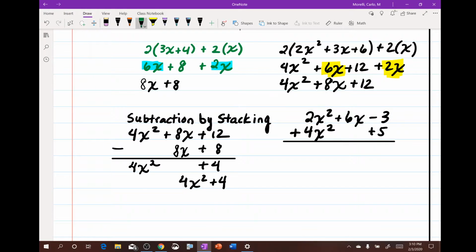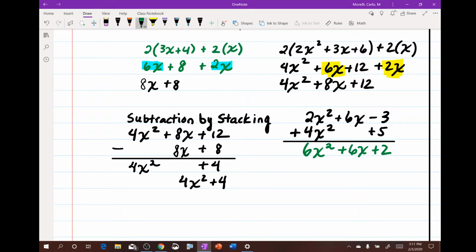Okay, guys, help me out. Let's add. 6x squared. It's negative 3 plus 5. Say the sign. Positive 2 plus 2. And there it is. So now you've added and you've subtracted polynomials.